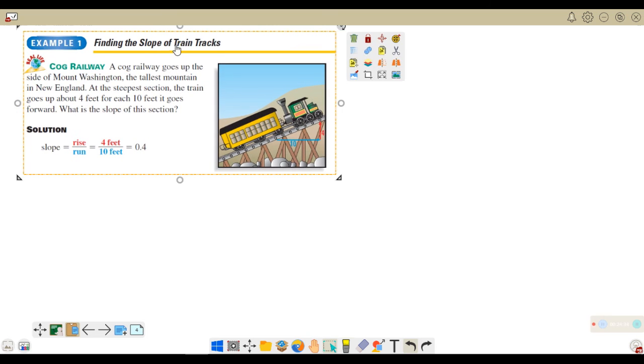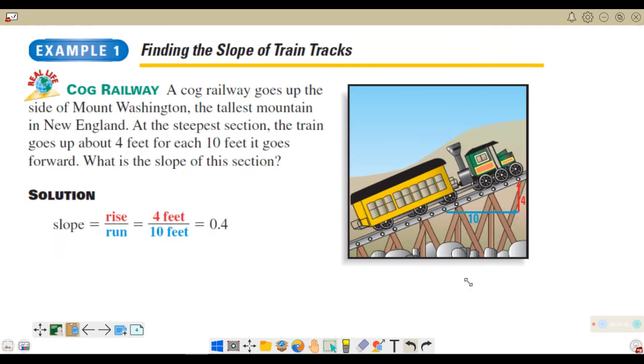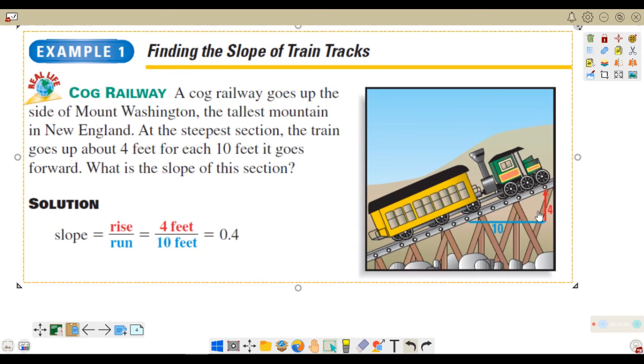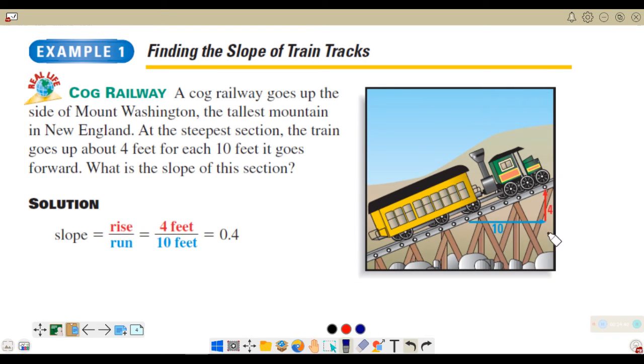Finding the slope of train tracks. Kung mapapansin nyo dito, hindi na natin kailangan mag-compute, kasi meron na siyang kaagad na predetermined na vertical change or rise at saka horizontal change or run.